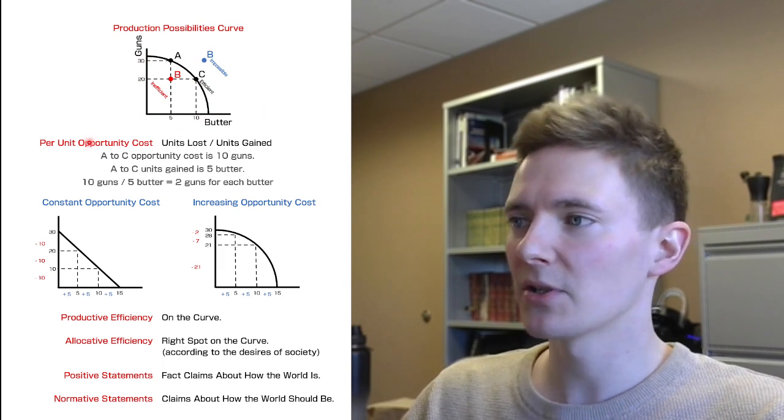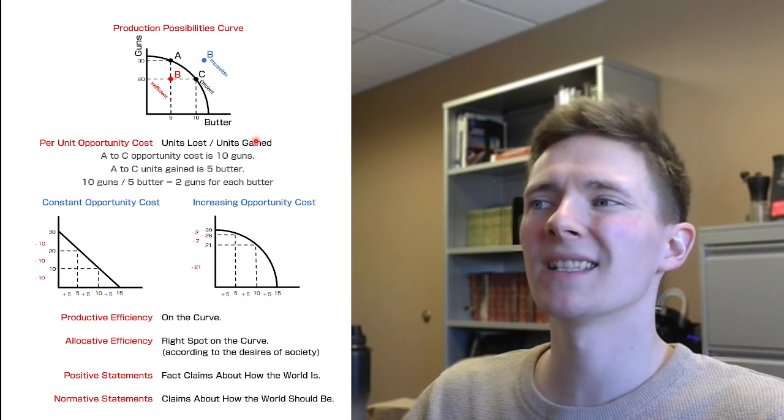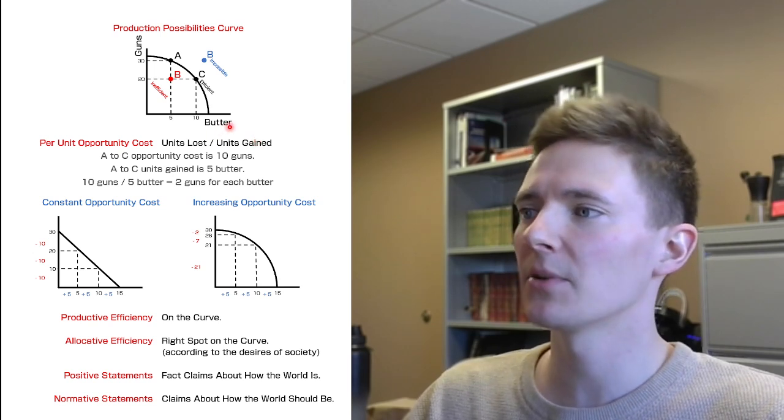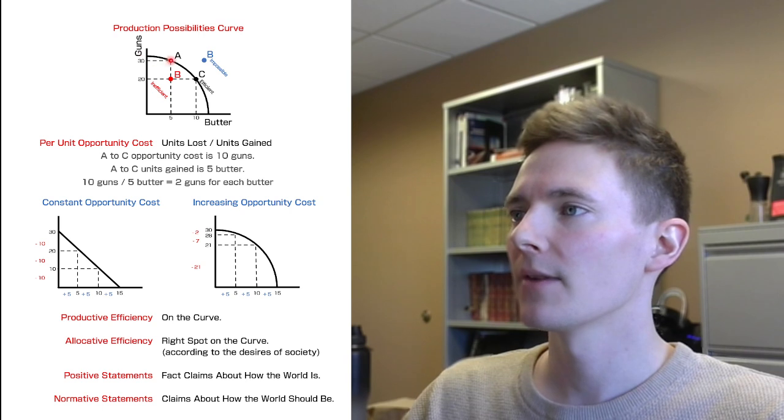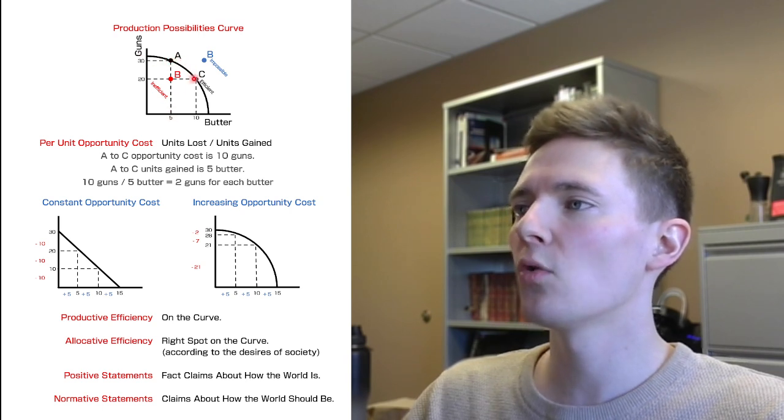Another thing is per unit opportunity cost, which is your units lost versus your units gained. So let's answer a per unit opportunity cost here pretty quickly. Let's go from A to C. So at point A, I have 30 guns, right, and 5 butter, and I'm getting more butter when I go to C.